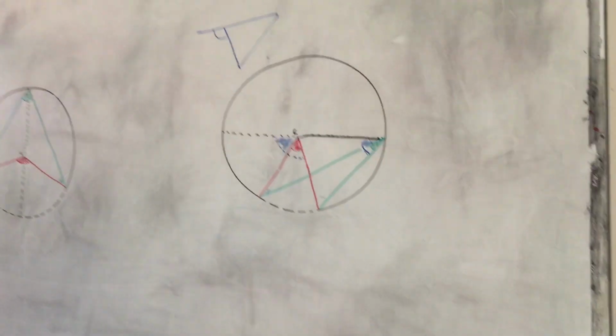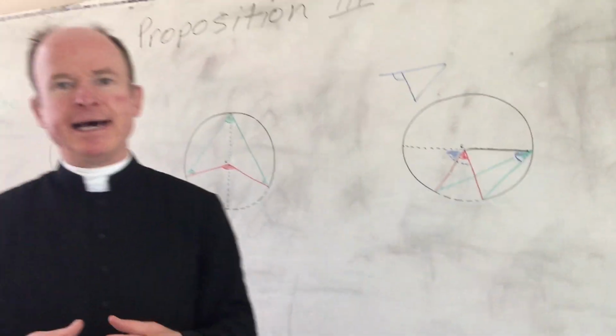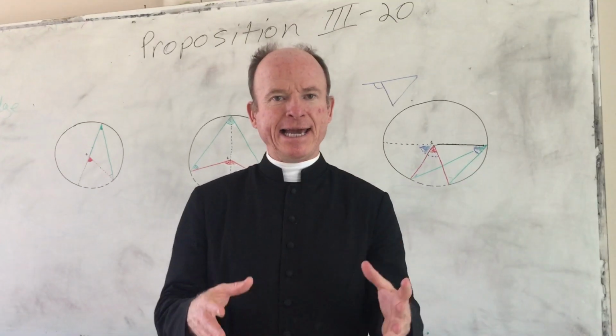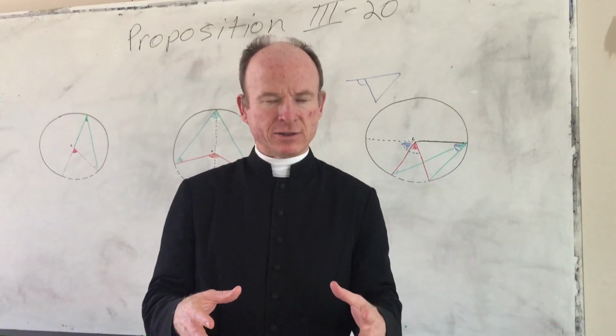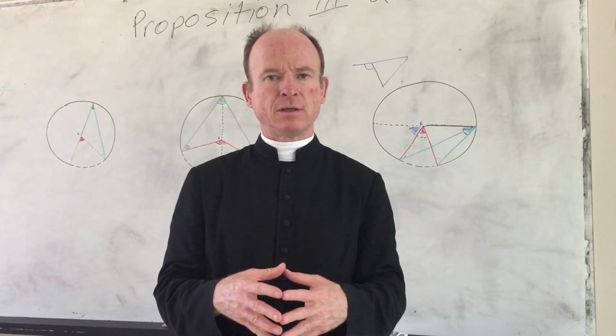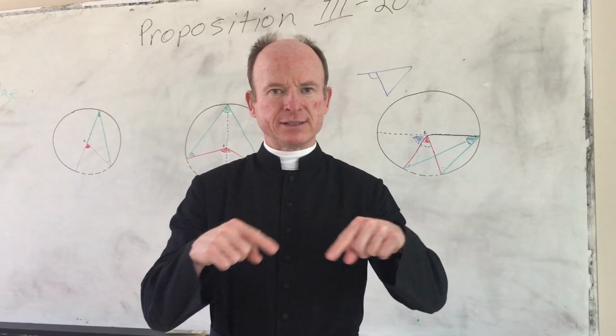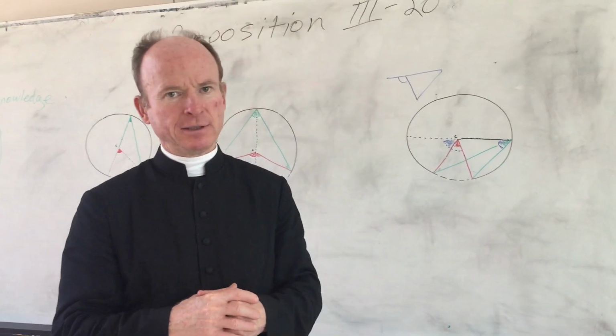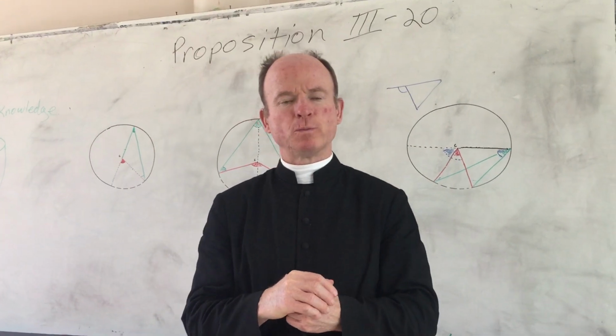Okay? So therefore we have shown that in a circle, the angle at the center is double the angle at the circumference when they share the same circumference as base. Quod erat demonstrandum.